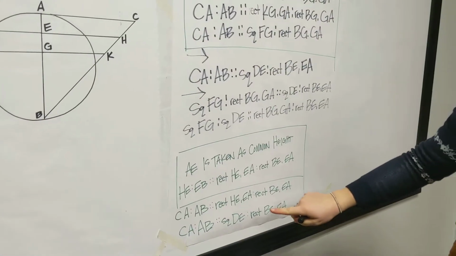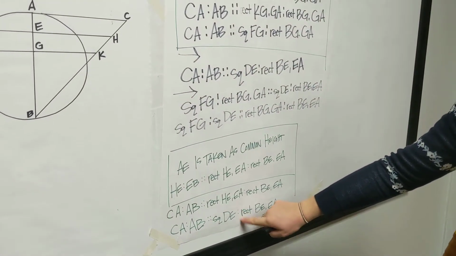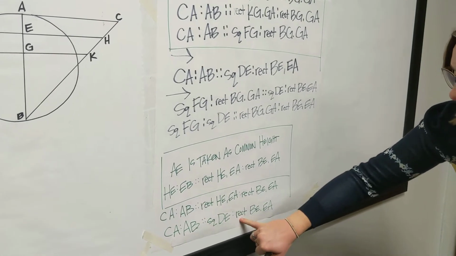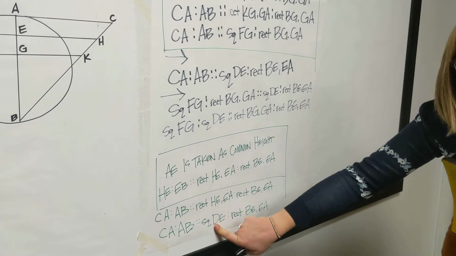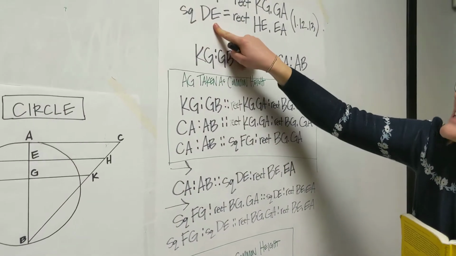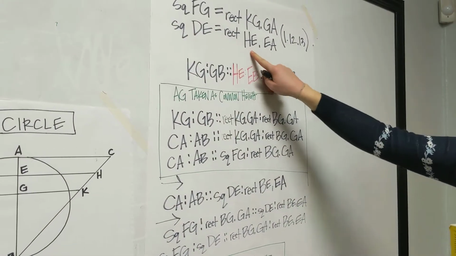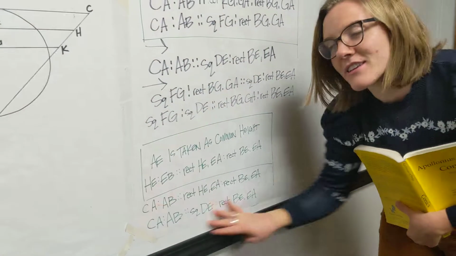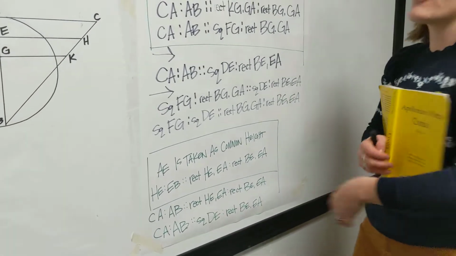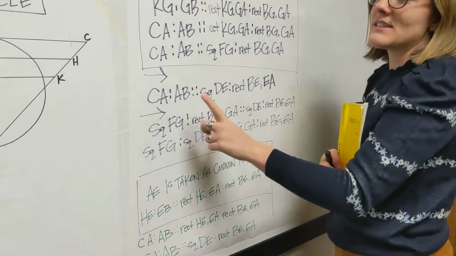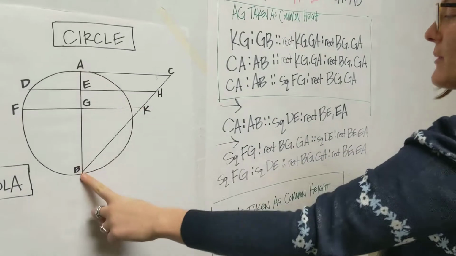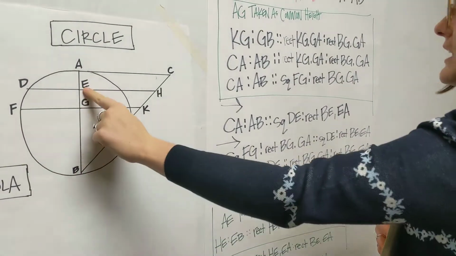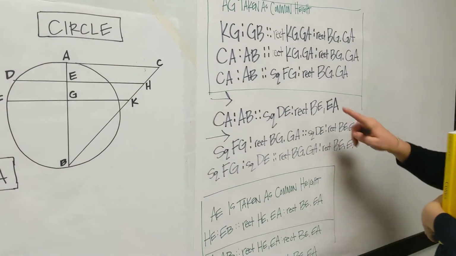Okay, and so then we come down here, we do another replacement. CA is to AB as square DE is to the rectangle BEEA. How can we put that square in? Because up here we know that the square DE is equal to the rectangle HEEA. So we substitute that with the square. And now, after this math that I have added, we're back on track with Apollonius. And this is what he says. CA is to AB as square DE, this square here, is to rectangle BEEA. So that's where he ends up.